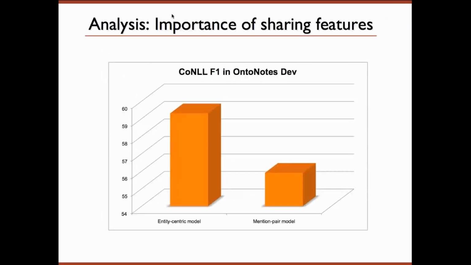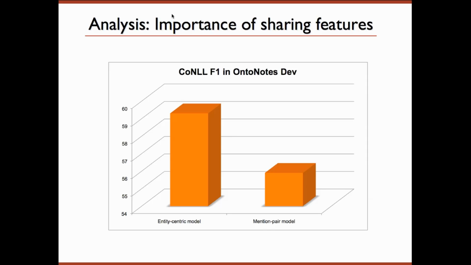More interesting for this work is to see how much we get from our contributions. The first contribution was sharing features across mentions in the same cluster, right? This is why I call the system global. The system shares information across a cluster, and a cluster becomes an entity, so this is called an entity-centric model. It gets close to 60 points. The one which doesn't is 55 point something. So we get about 3 to 4 points improvement simply by sharing attributes between mentions in the same cluster. I think that's good.